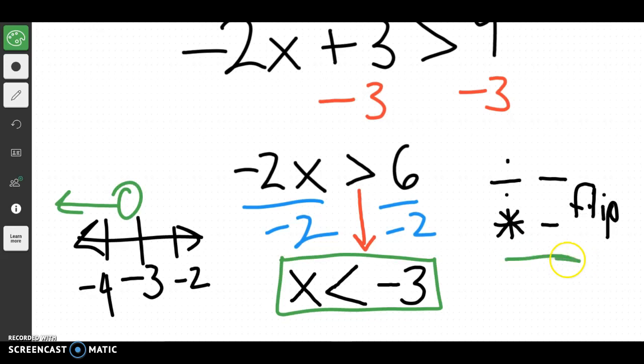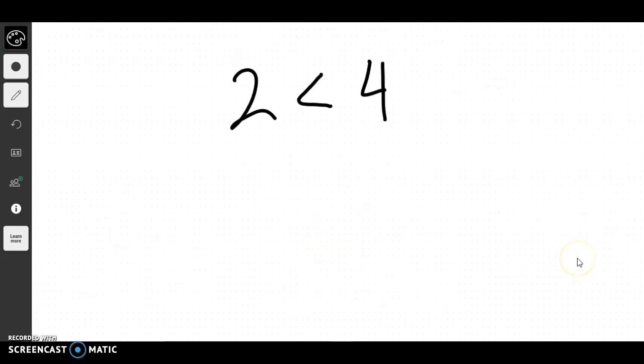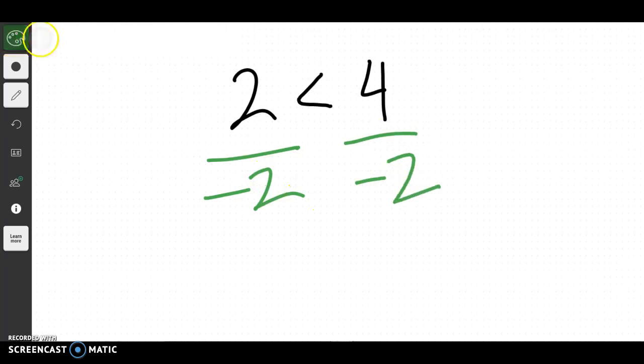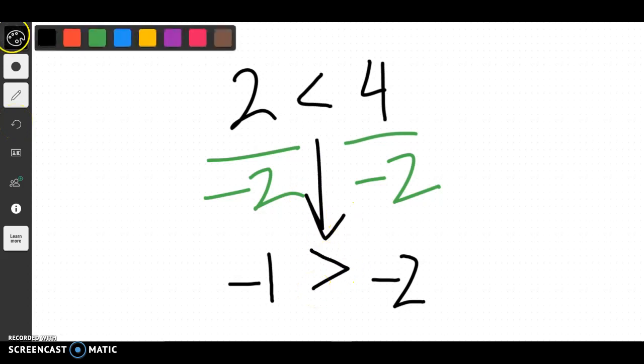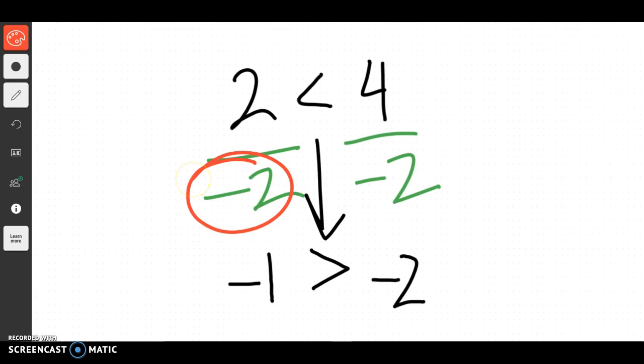Let's talk real quickly about why this sign should flip. Okay, so just take any two numbers that you know are true, like 4 is bigger than 2. We know that. And then what I like to do is divide and multiply by a negative number and see what happens. So when you divide this by negative 2, I would then get negative 2 and negative 1. And if the sign was facing this way, that would mean that negative 2 is bigger than negative 1, which we know is untrue. So the sign would have to flip. So you can see that when you divide by a negative number, it does force this sign to flip.